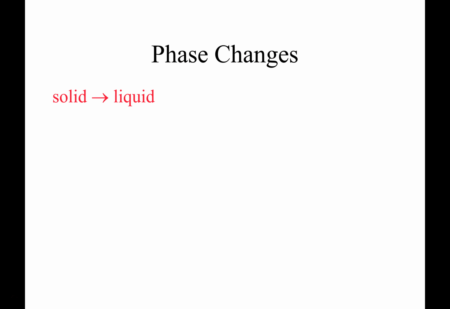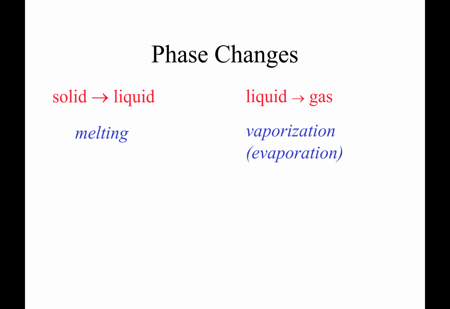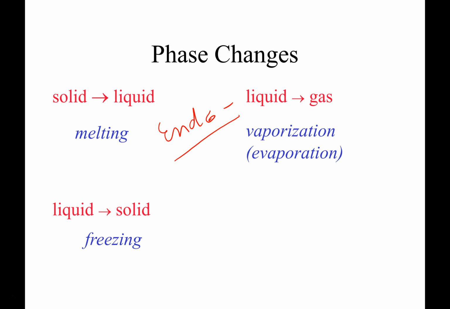All right, so phase changes, like I said, you guys know these. You learned them, I don't want to say in kindergarten. When something goes from a solid to a liquid, we call that melting. Something goes from a liquid to a gas, we call that evaporating or vaporization. So those would be endothermic. Something goes from a liquid to a solid, we call that freezing. Something goes from a gas to a liquid, we call that condensation. These would be exothermic.